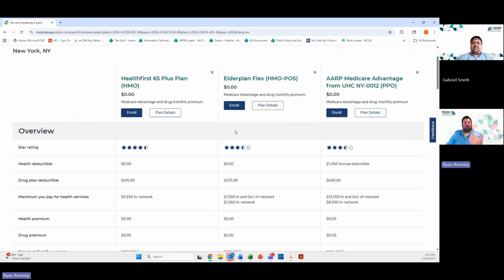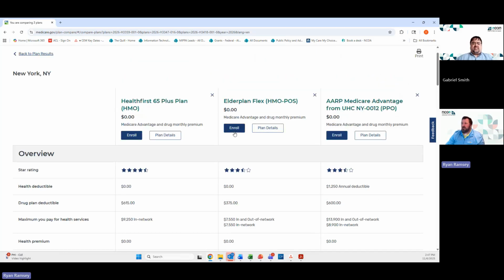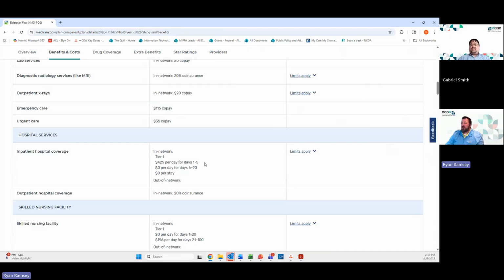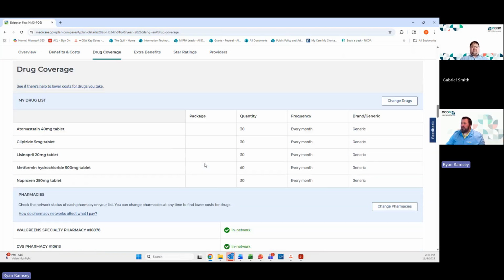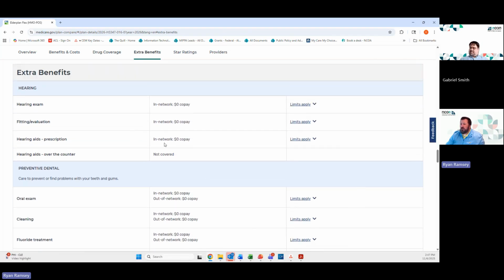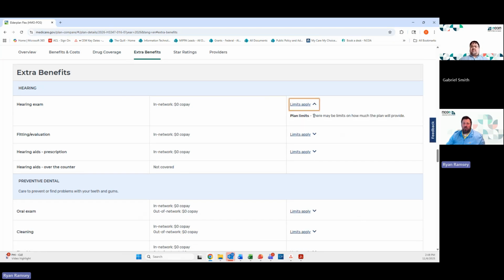And that's how you could do that comparison and read some of these benefits. Before I wrap up and ask about any questions that I may have skipped over, I do just want to touch on some of these additional benefits too. You'll notice that's right below all the drug coverage that we skipped over a little bit earlier. This is especially where I would look at the limit supply. This is one of the things that appears a lot on these Medicare Advantage plans: it says plan limits. There may be limits on how much the plan will provide.